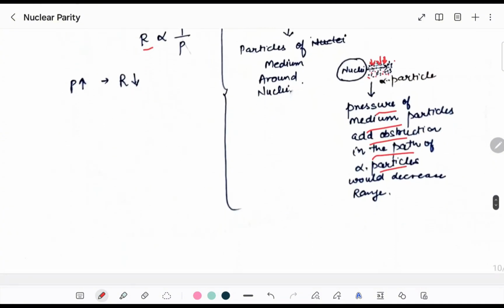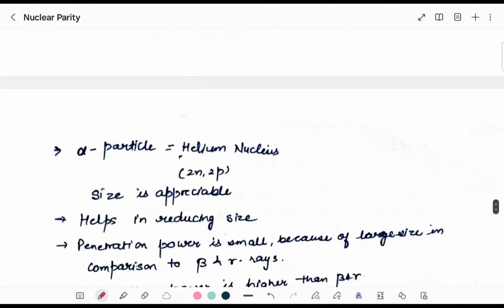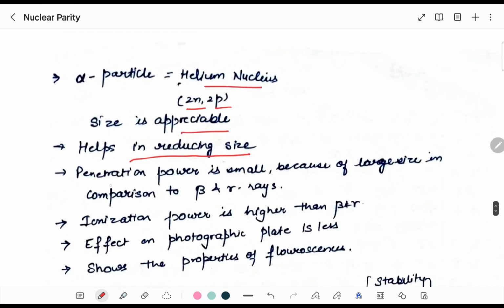We must also know what an alpha particle is. It is a helium nucleus having 2 neutrons and 2 protons. Since it is a helium nucleus, its size is very appreciable. Another important property is that the penetration power of the alpha particle is very small because of its bigger size in comparison to beta and gamma rays. Ionization power is much higher than that of beta and gamma rays. The effect on the photographic plate is less, and it also shows properties of fluorescence.